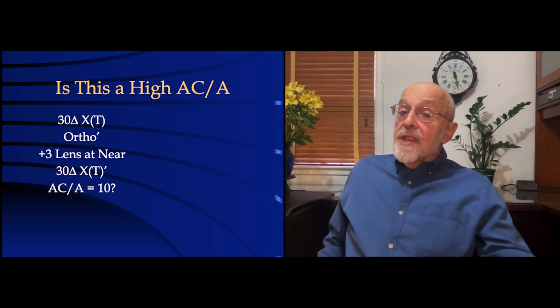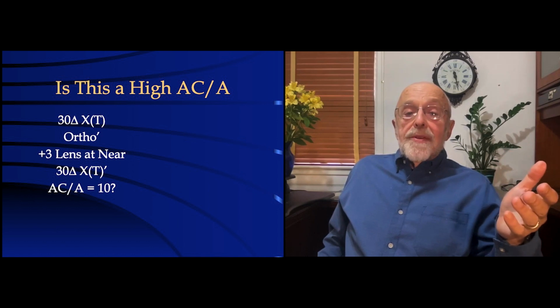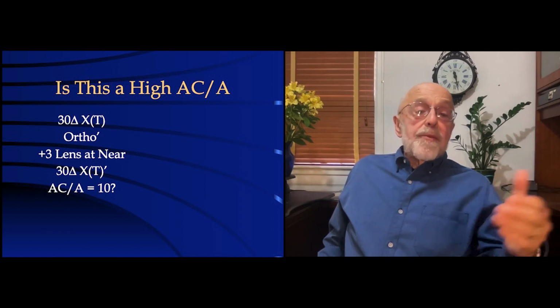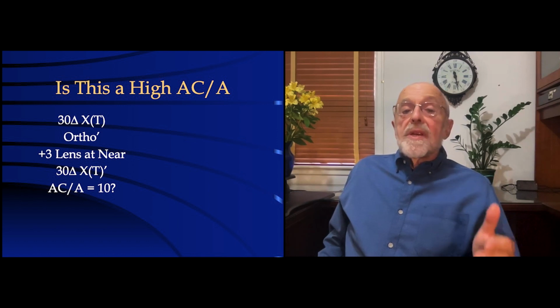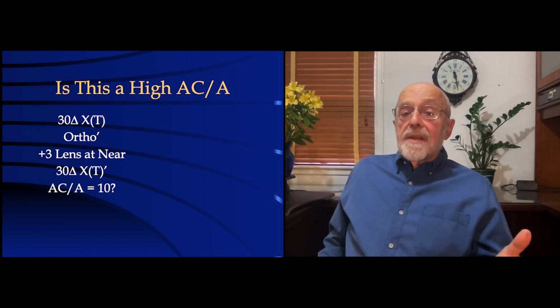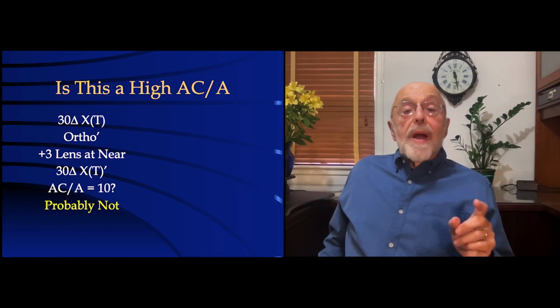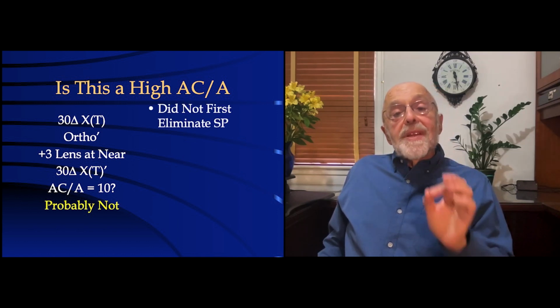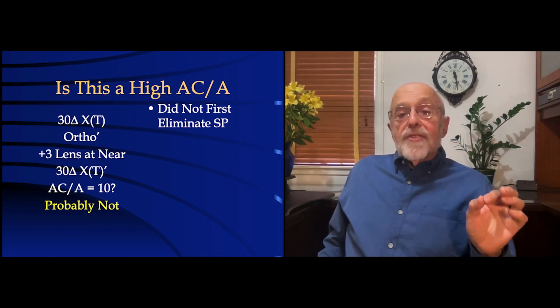Is this a high ACA ratio? Well, if you just look at the gradient method of testing, say I got 30 prism diopters by relaxing 3 diopters of accommodation, that's an ACA ratio of 10. High ACA ratio. But it's probably not. Why not? Well, we didn't first eliminate the Scobee phenomenon with the patch test.